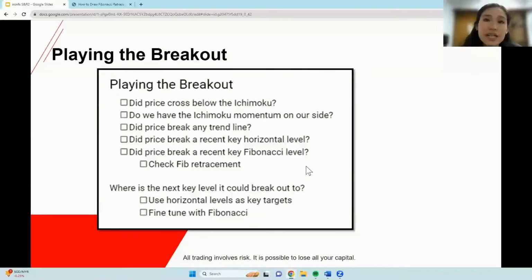Did price break any trend line? Basically, these 3 breakouts suggest that there is a change in trend. Okay, and then where is the next key level it could go to? Same thing over here, we are looking for confluence areas as well.